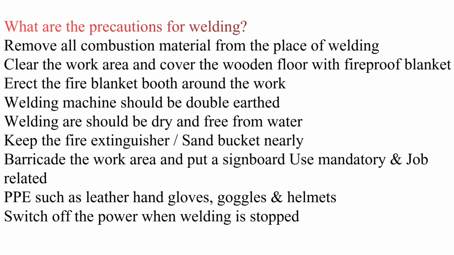What are the precautions for welding? Remove all combustible material from the place of welding. Clear the work area and cover the wooden floor with a fireproof blanket. Erect a fire blanket booth around the work. The welding machine should be double-earthed. Welding area should be dry and free from water. Keep the fire extinguisher and sand bucket nearby. Barricade the work area and put up a signboard. Use mandatory job-related PPE such as leather hand gloves, goggles, and helmets. Switch off the power when welding is stopped.